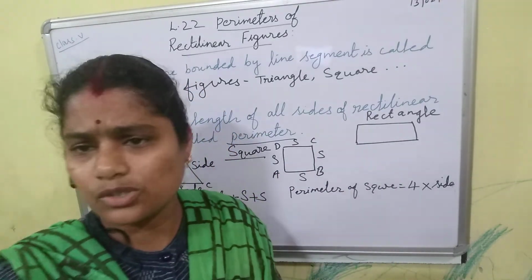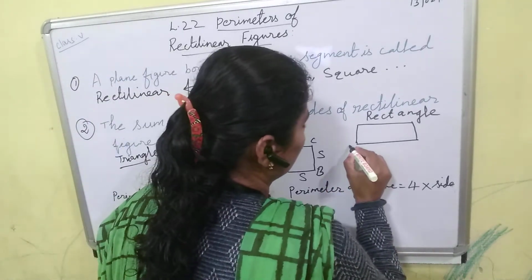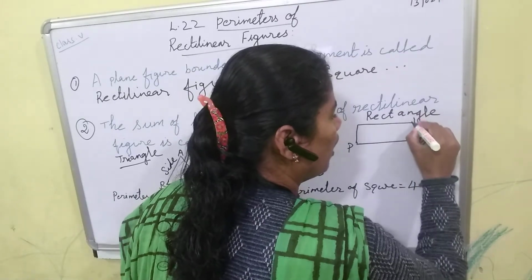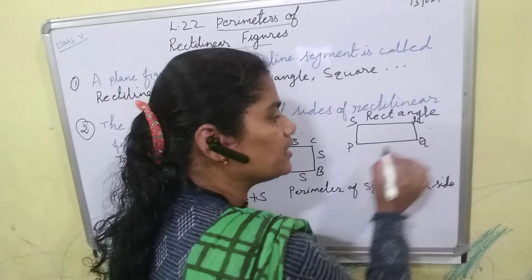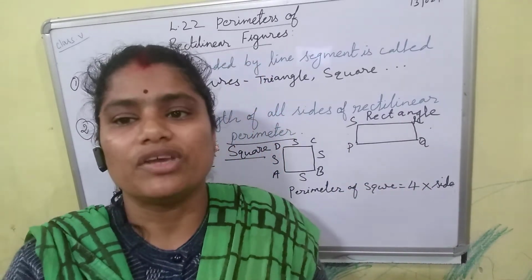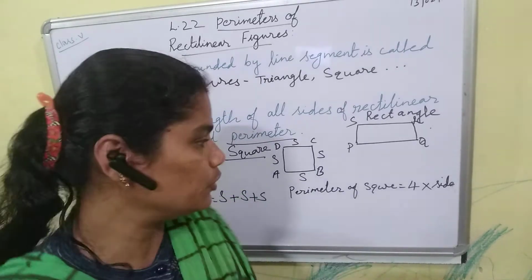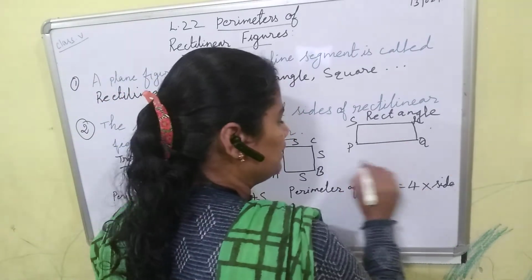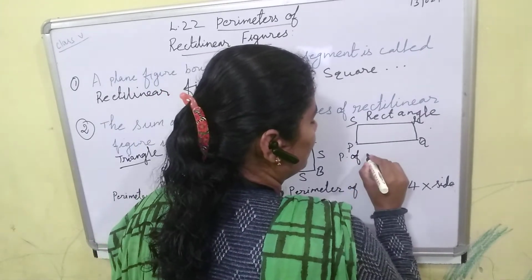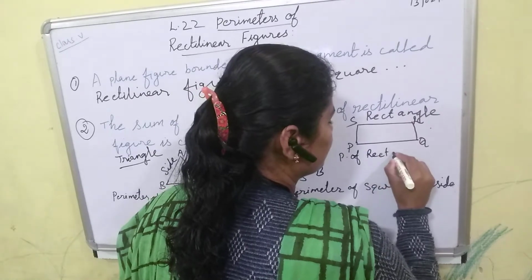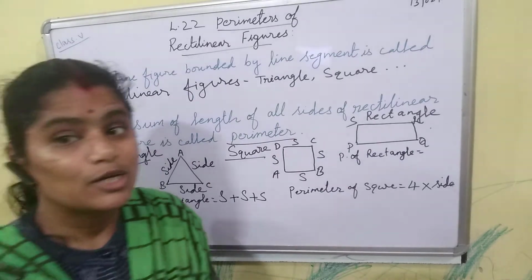In the square and rectangle, all have four sides, but in the rectangle the lengths are different. We can name them P, Q, R, S. Here four sides are there but lengths are different, so we can't write 4 multiplied by side. So perimeter of rectangle equals, I am writing the short form, what is the perimeter of a rectangle?